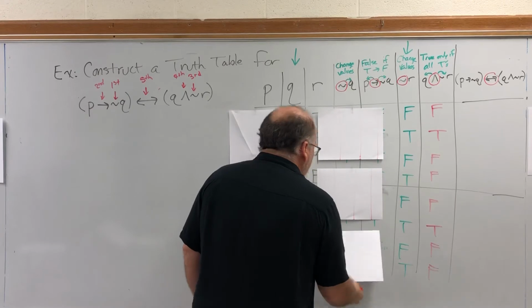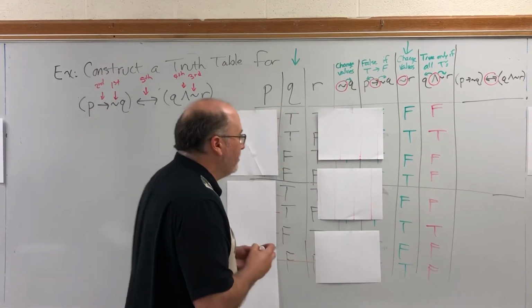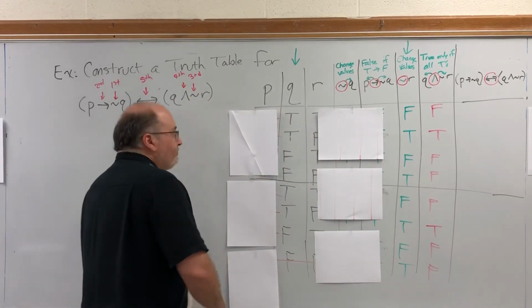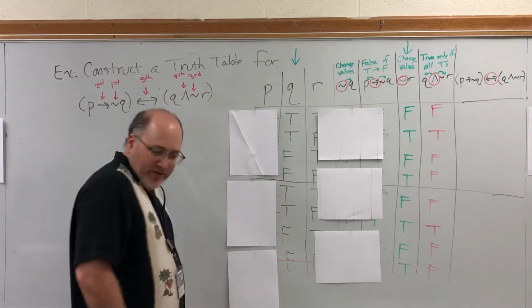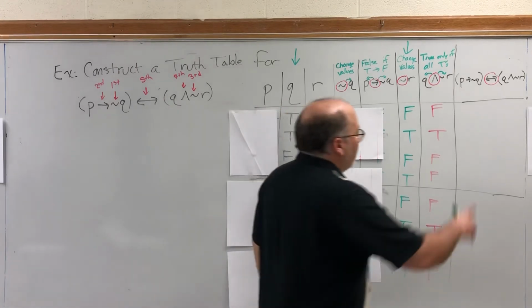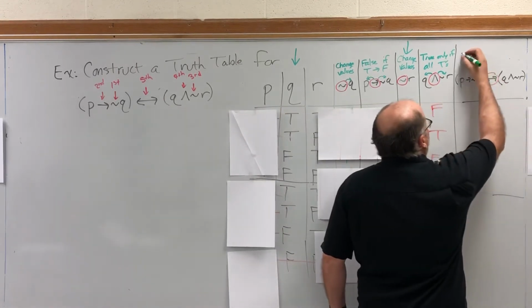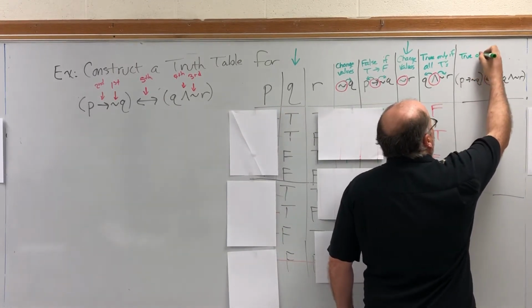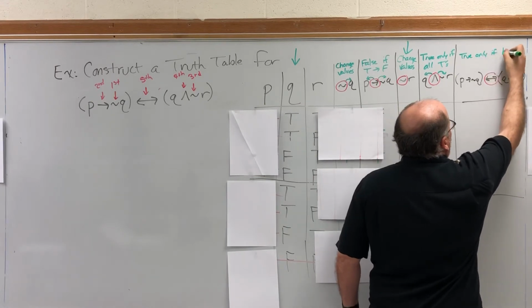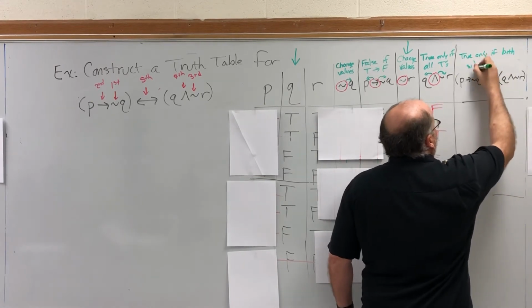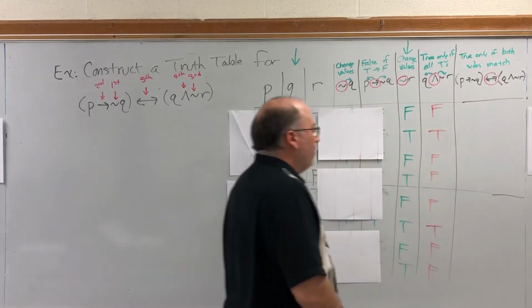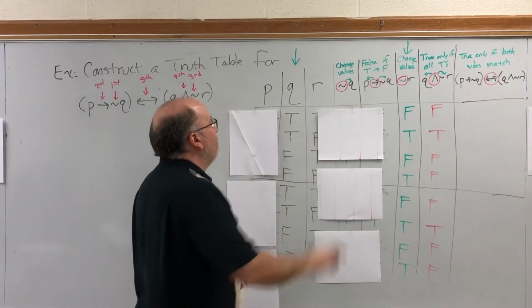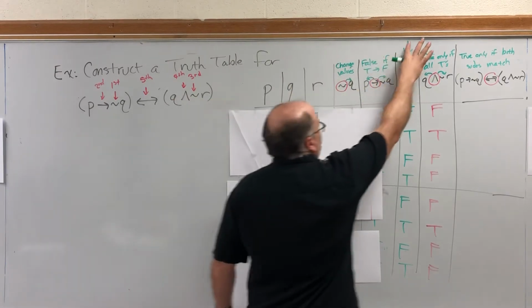I may need some of these papers. We'll figure out what I need to look at in just a second. All right, on to the last column, where we are evaluating the biconditional. And the rule for biconditional is true only if both sides match. So that's what we're going to do. What are we going to do it to?